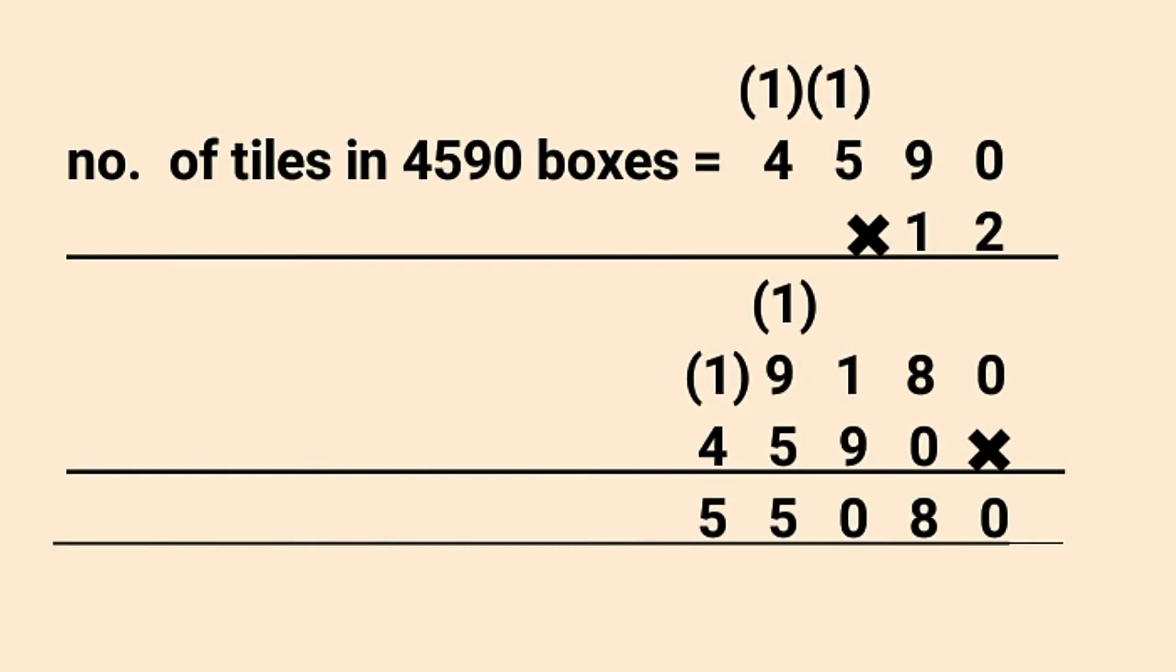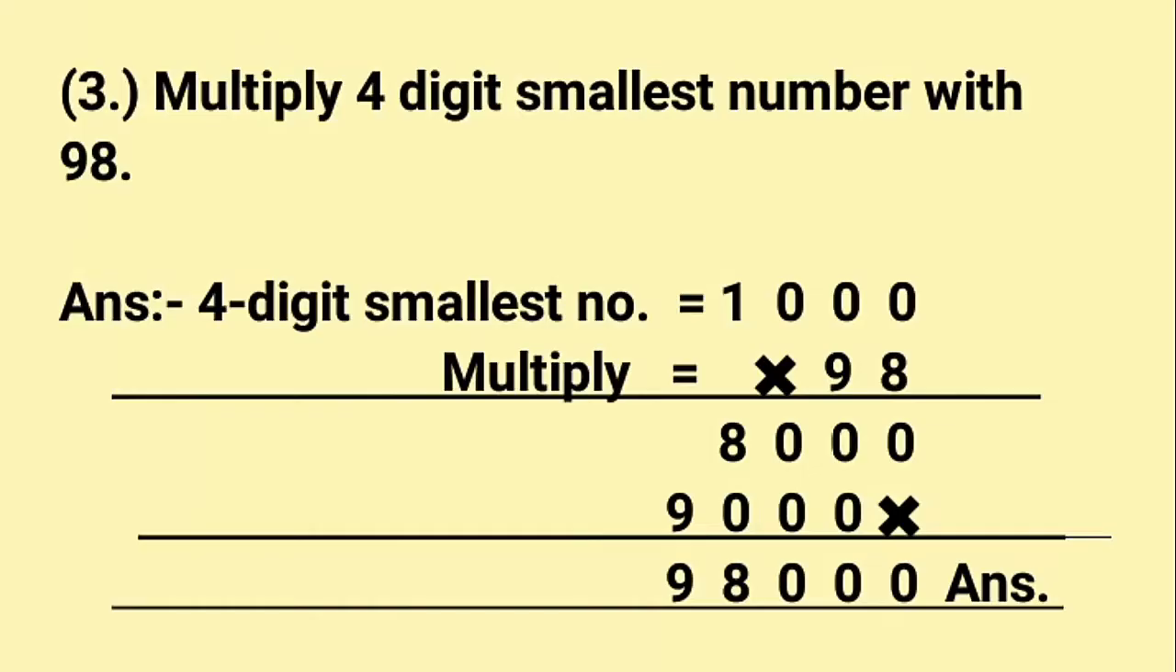Now 1 into 0 is 0, 1 into 9 is 9, 1 into 5 is 5, 1 into 4 is 4. So let's add. 0, 8 plus 0 is 8, 1 plus 9 is 10, 1 carried. 9 plus 1 plus 5 is 15, 1 carried. 4 plus 1 is 5. So these are the number of tiles in 4,590 boxes.